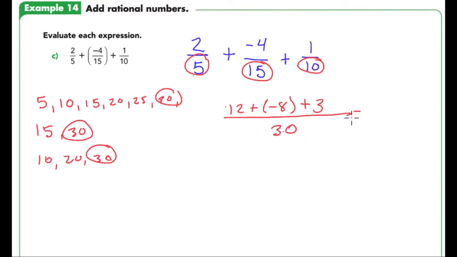So on top, we could simplify this expression. I'm going to add the 12 and the 3 to get us 15. 15 and a negative 8 gives us a positive 7 over 30. So this would simplify to 7/30.